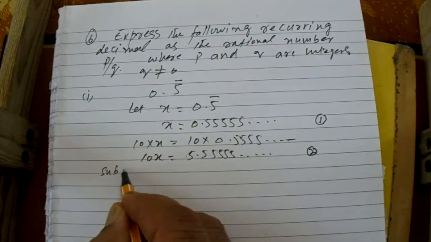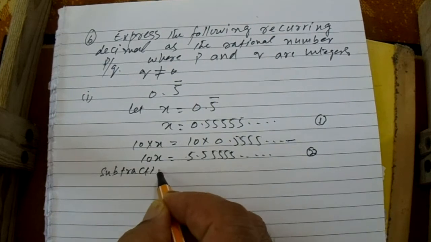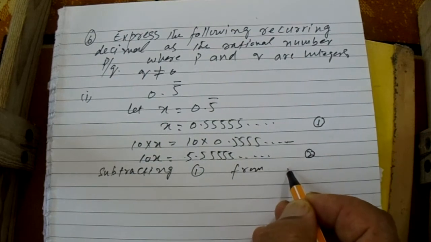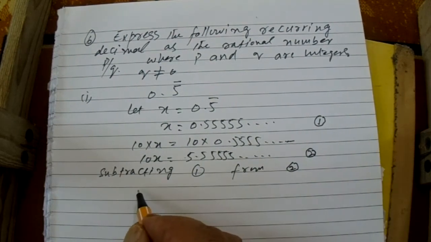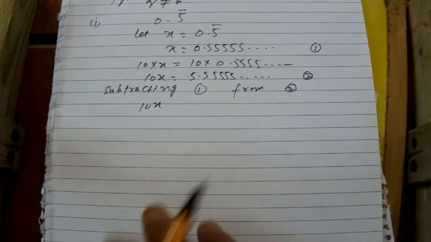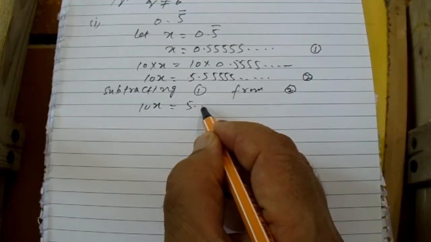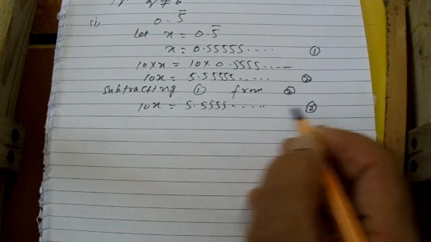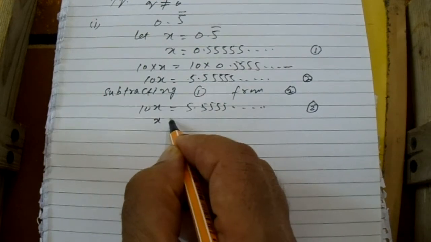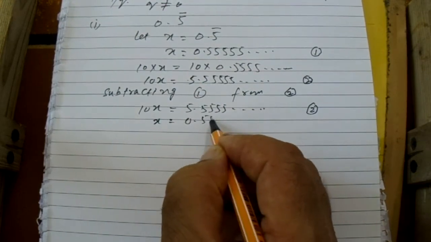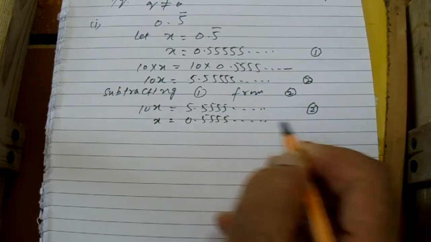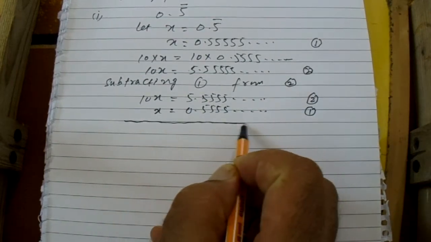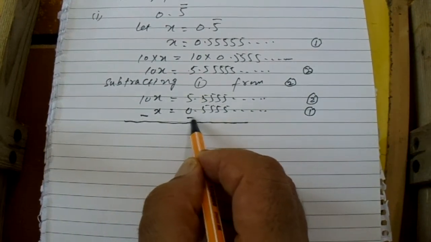Subtract 1 from 2. We get 10x is equal to 5.555 and goes on. This is equation number 2, and equation number 1 is x is equal to 0.5555 and goes on. Now we subtract, we change the sign, minus.